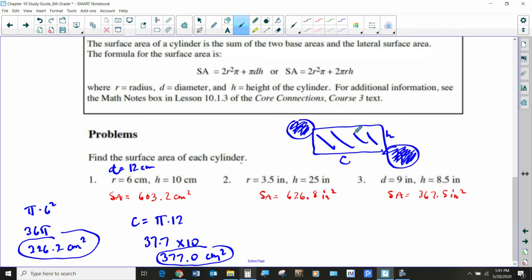Rather than trying to memorize these formulas, I just try to visualize what the net of the cylinder would look like: two circular bases, one rectangular lateral face that goes around, and just remember that one of the dimensions of that rectangular face, since it goes around the cylinder, is the circumference of the circle.